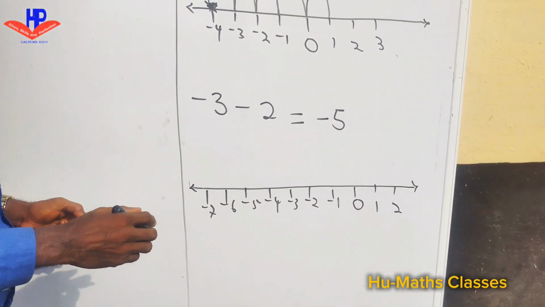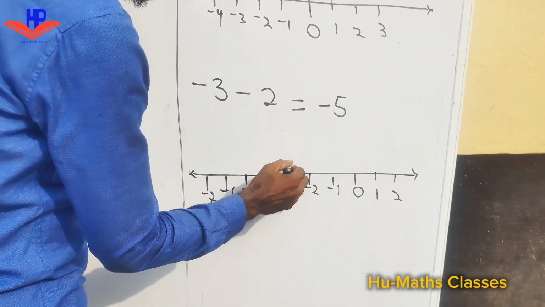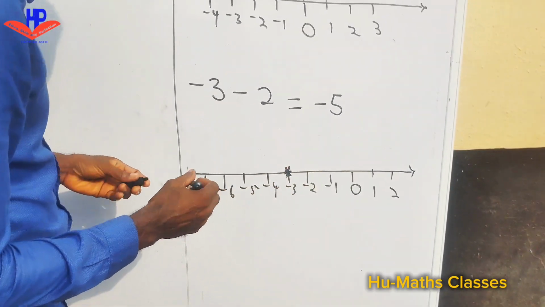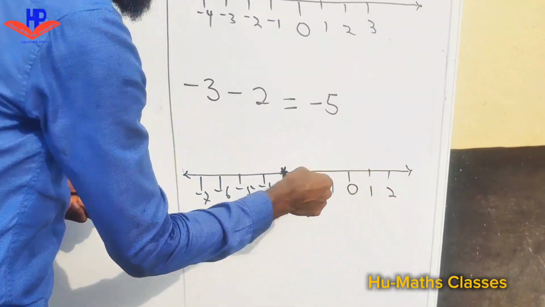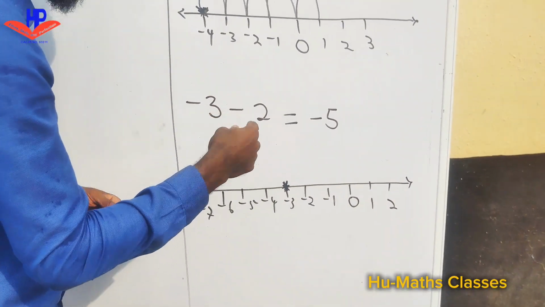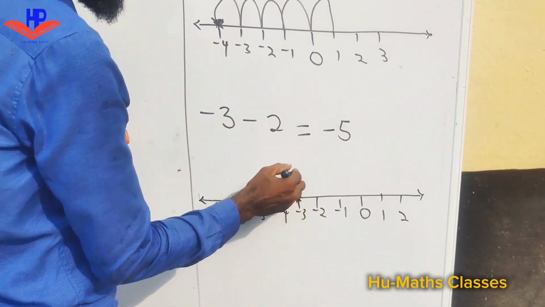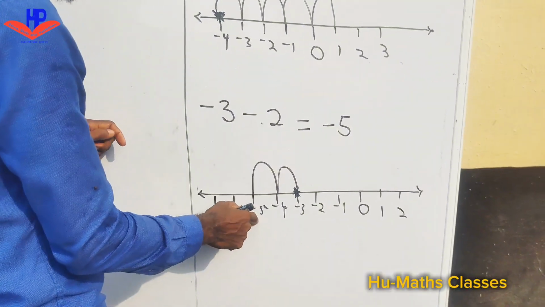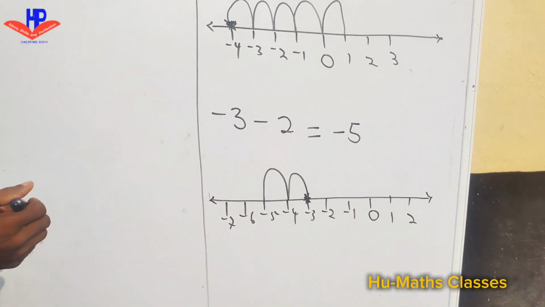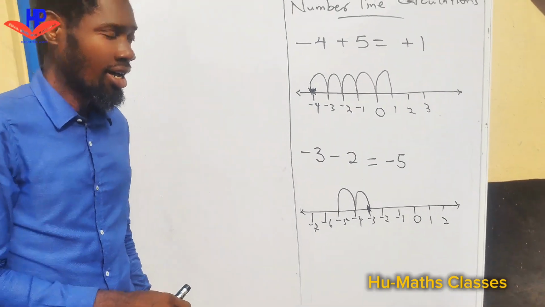Minus 3, minus 2. So you go to where you have minus 3. Always start with the first number. Then take 2 steps backward, not forward, but backward. Since it's minus 2, the steps will be backward. So from minus 3, 2 steps backward, we have 1 and 2. We are at minus 5. You can see your answer is minus 5. So this is how you solve problems using the number line.